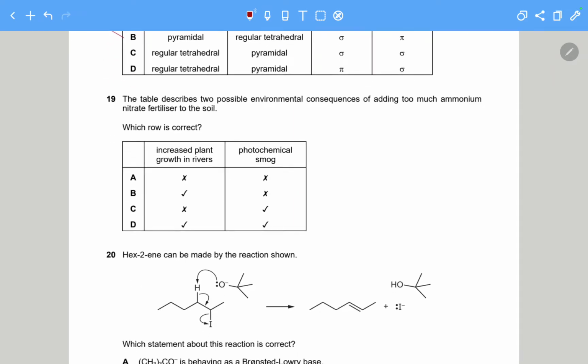Question 19. The table describes two possible environmental consequences of adding too much ammonium nitrate fertilizer to the soil. Which row is correct? Increased plant growth in rivers. That is correct because remember, it causes eutrophication. And B and D, we narrow the answer down to. Photochemical smog? No, it does not. Ammonium nitrate does not contribute to photochemical smog. Those are only the nitrogen oxides.